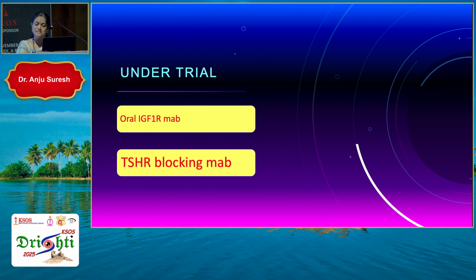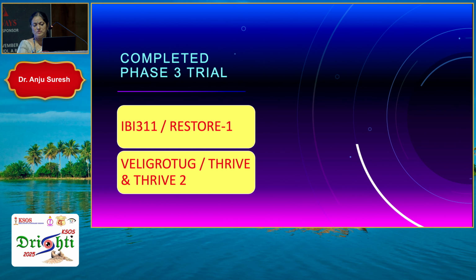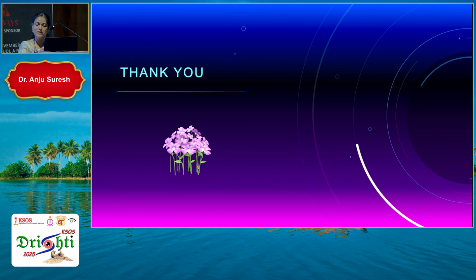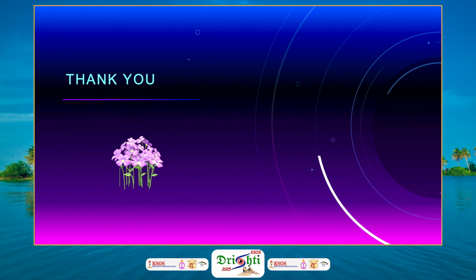Other agents under trial are the oral form of IGF-1 receptor monoclonal antibody, and we are trying to develop a TSH receptor blocking monoclonal antibody also. Two IGF receptor antibodies which have just finished their phase 3 trials are IB1311 and veligrotug, which is going to be available in 2027. So in the future, thyroid eye disease will probably be managed with a combination of an IGF receptor monoclonal antibody and a TSH receptor blocking monoclonal antibody, which will ultimately be the treatment protocol. Thank you.